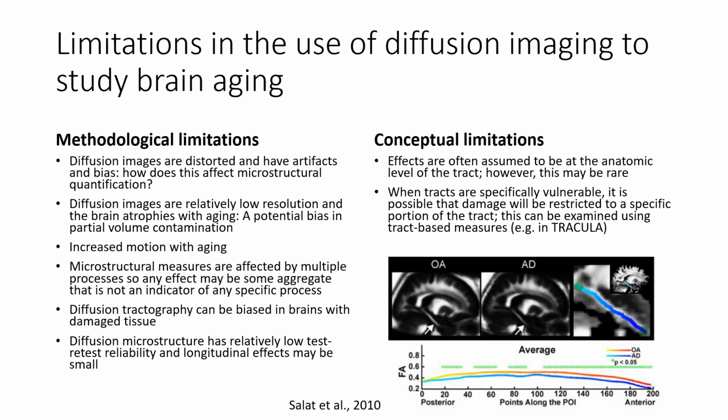When tracts are specifically vulnerable, it's possible that damage will be restricted to a specific portion of the tract. This could be examined using along-the-tract-based measures such as the measures available in TRACULA. This image shows a study of patients with Alzheimer's disease using a path of interest procedure that measured from the anterior to posterior portions of the hippocampal cingulum bundle.